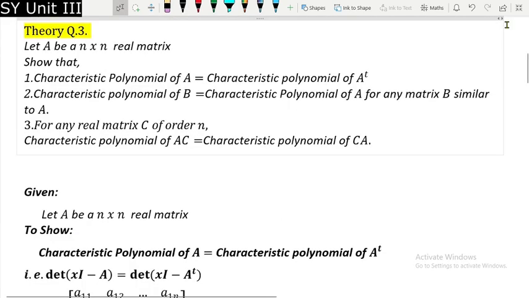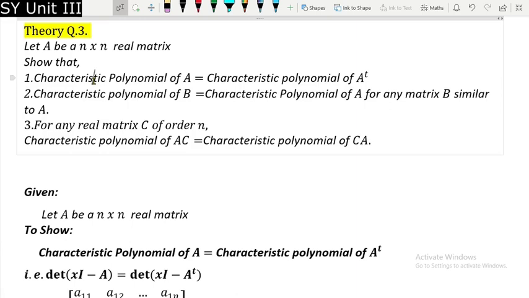Now let us go for theory question number 3. Let A be an n cross n real matrix. Then we have to show that the characteristic polynomial of A is equal to the characteristic polynomial of A transpose. A very interesting result. Actually I have given this for homework, but over here we will prove it. I am not going to go into details, I will just go on explaining.